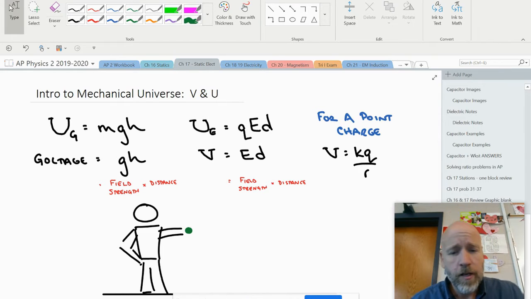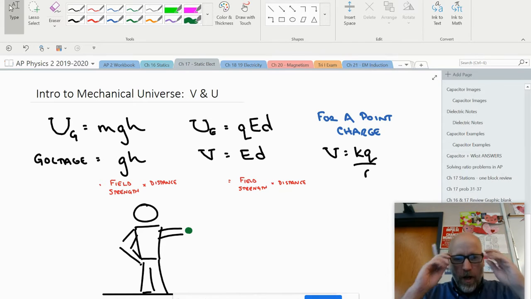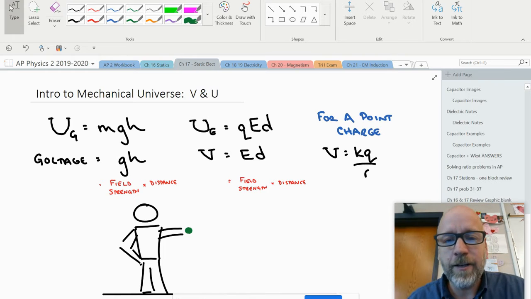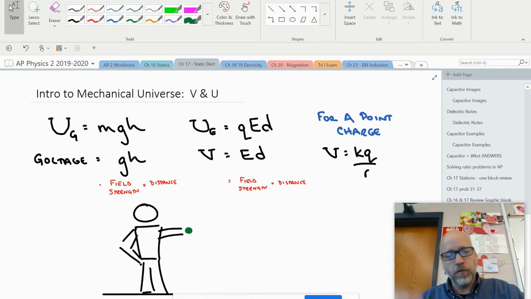Hey, everybody. So, before I turn you loose on these amazing space-age graphics from The Mechanical Universe, I wanted to review really quickly some of the new formulas that we're talking about in Chapter 17. What we're going to be looking at are gravitational and electric potential energy, and one of my favorite topics of all time, voltage.